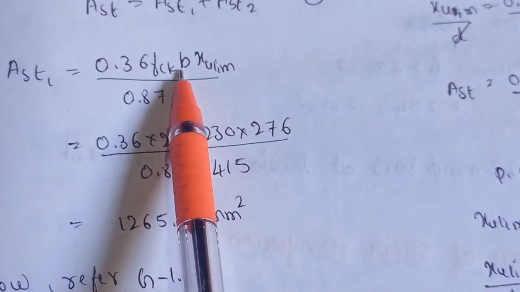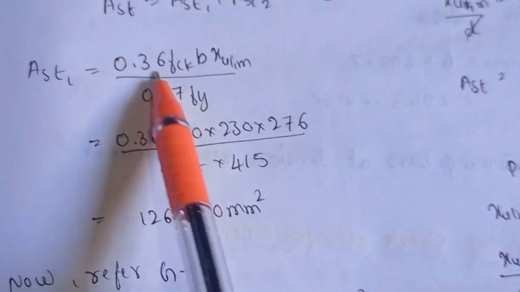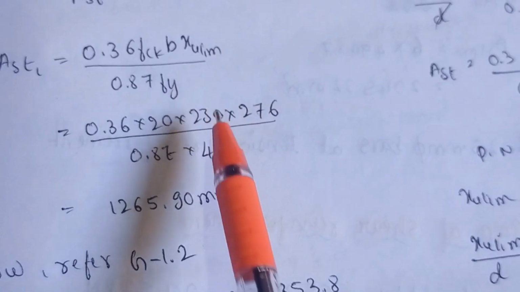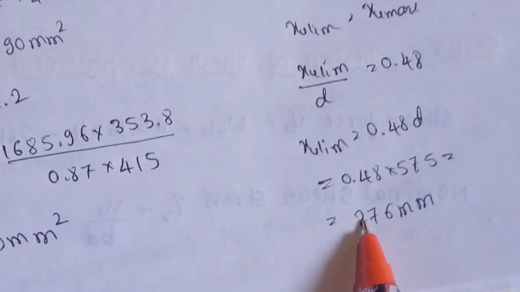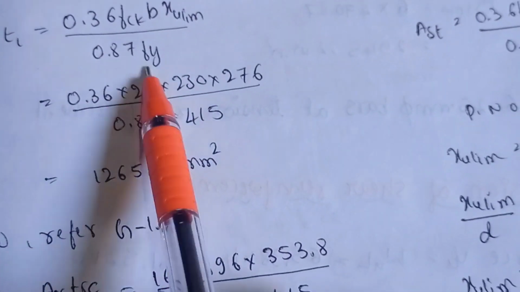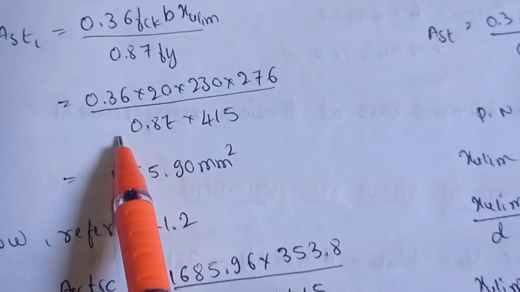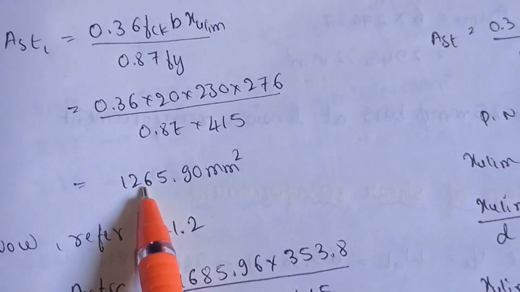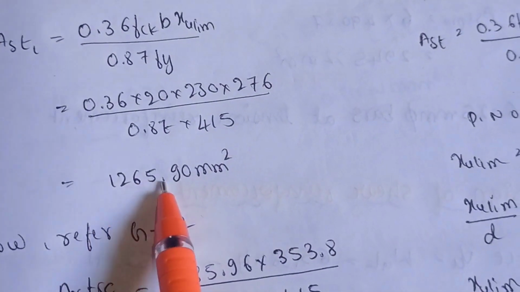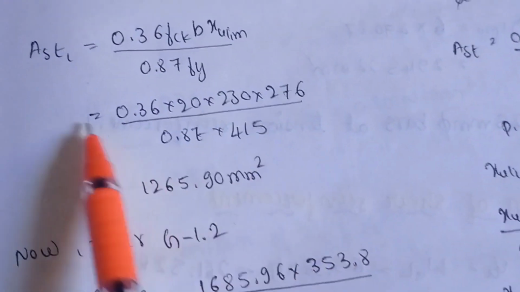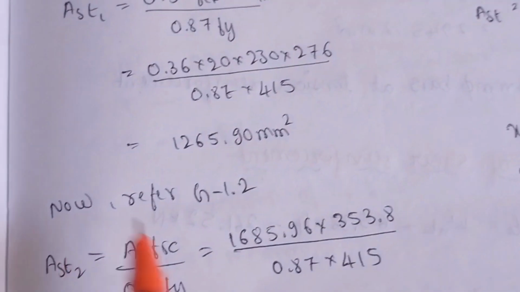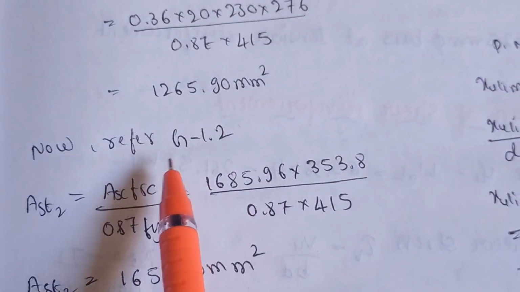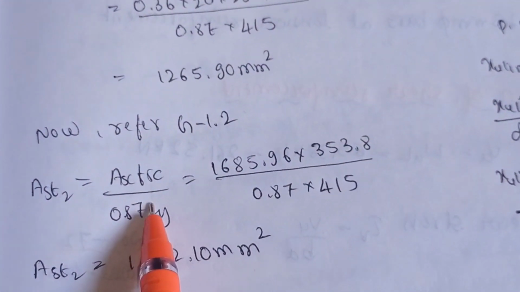Now we have the XU limit value and all the other values, so substitute them. 0.36, our FCK is 20, B is 230, the XU limit value which we have got is 276, and 0.87 into our Fy given is 415. After simplifying we get our AST1 value as 1265.90 mm square. Now for AST2, I have already shown this formula, which is given on page number 96. By using this formula we will calculate the AST2.